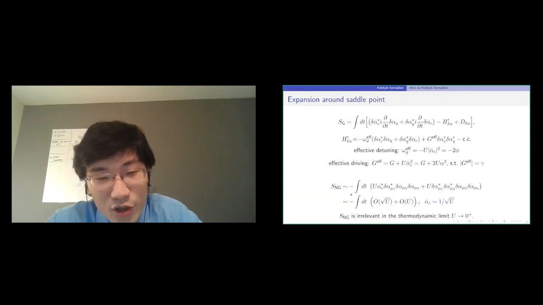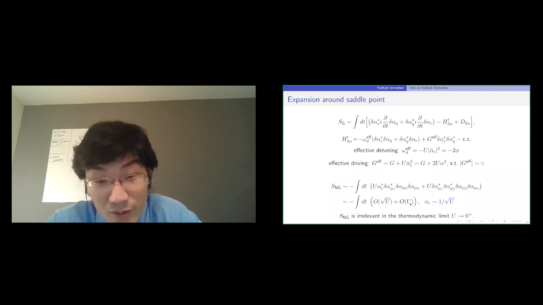You can see that the non-Gaussian part always has a form like this. One is a cubic term of the fluctuations, the other one is a quartic term of the fluctuations. But look at the factors. We know from the saddle point solution that alpha classical is proportional to 1 over square root u. So this term is of order square root u, whereas this term is of order u.